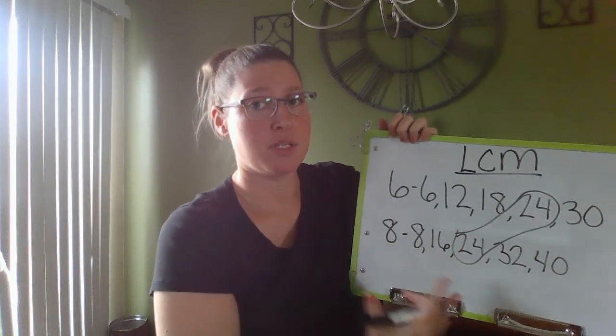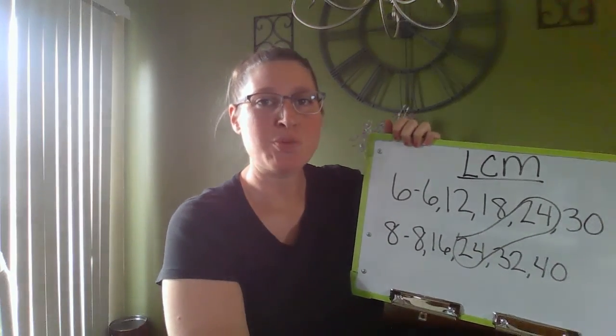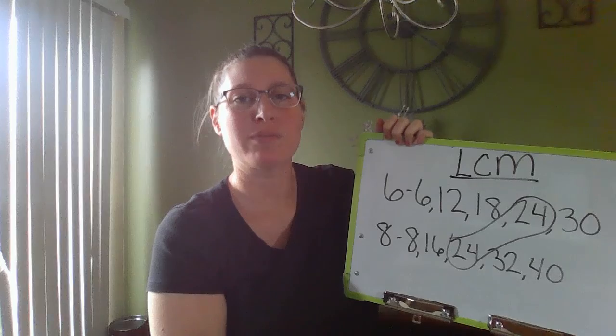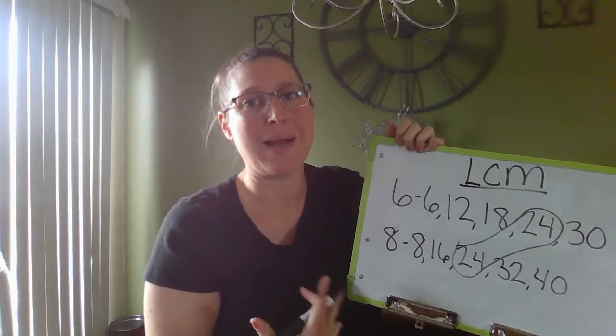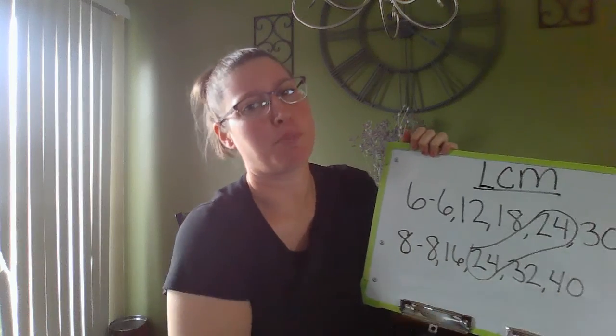Sometimes you will have to go out for quite a while to be able to find a least common multiple. And that's why the second option for finding a least common multiple is personally my preference, but it can be a little more confusing. And that's called prime factorization trees. We're going to use the same exact numbers, and we are going to compare them using prime factorizations.